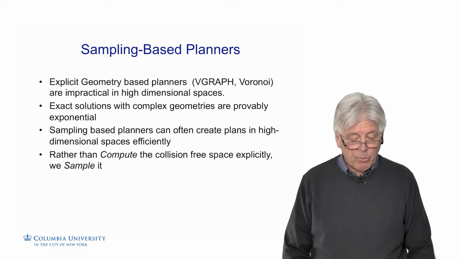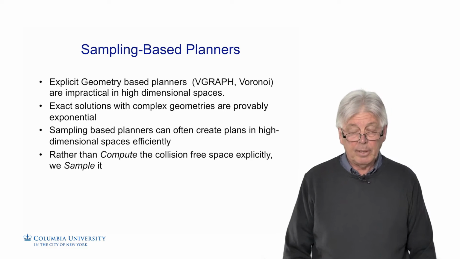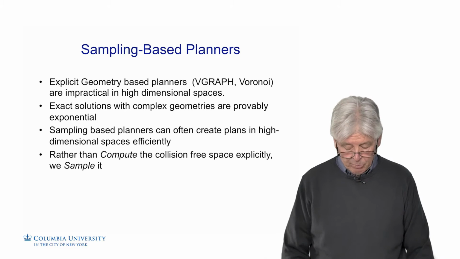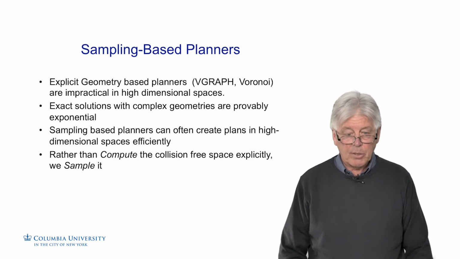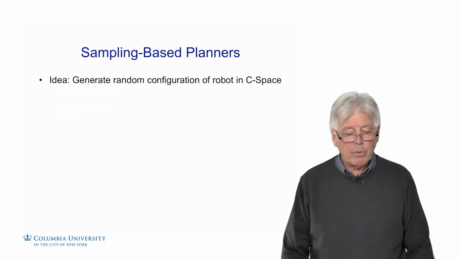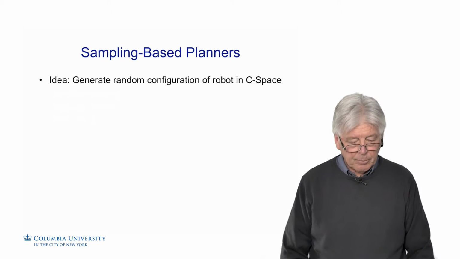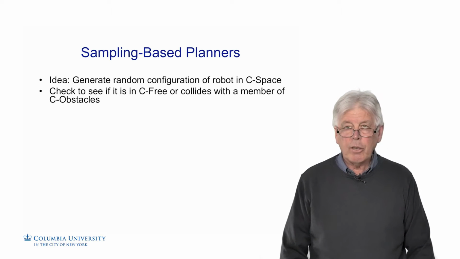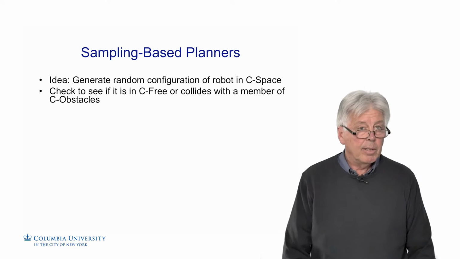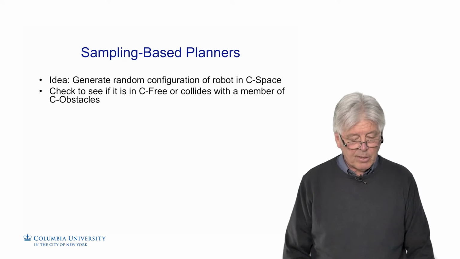So the idea here is rather than compute the collision-free space explicitly, we're going to sample it. So we don't have to worry about exact positions. We just have to worry about, are we in a place that's okay? So the idea is to generate random configurations of the robot in its configuration space. And once we generate this random configuration, we'll check to see if it's in the free space or it is a member of C obstacles, which means we can't go there. So this is how the sampling works.